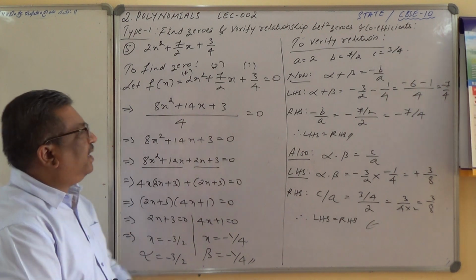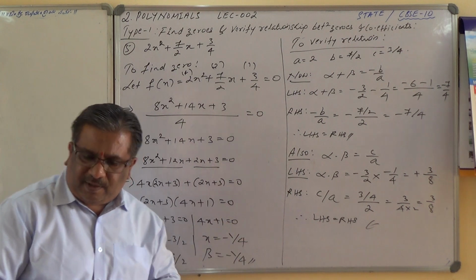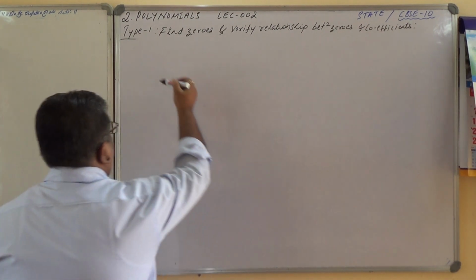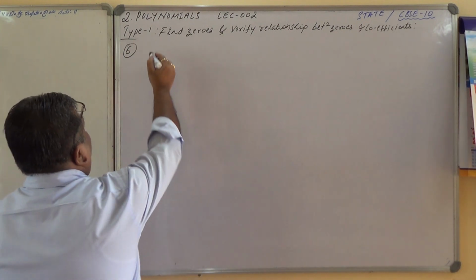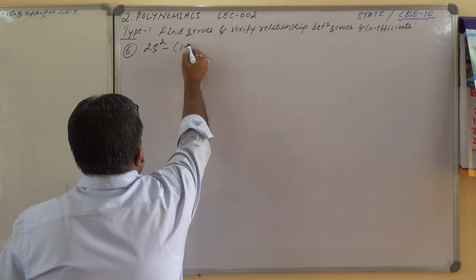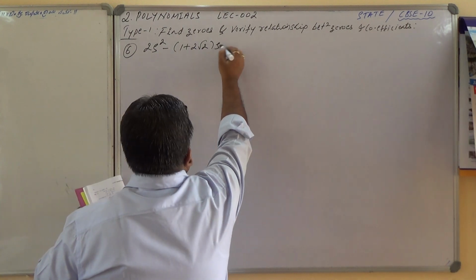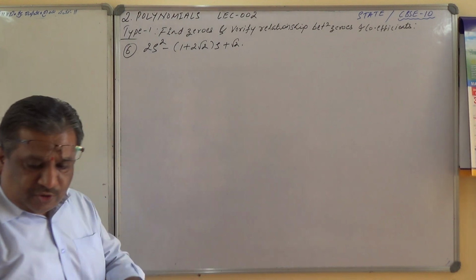Okay, so let me take another numerical of this type and then we'll go to the next type. Note it down. Let me take one more exemplar numerical, the sixth one: 2s square minus of 1 plus 2 root 2 times s plus root 2. This is the question here.